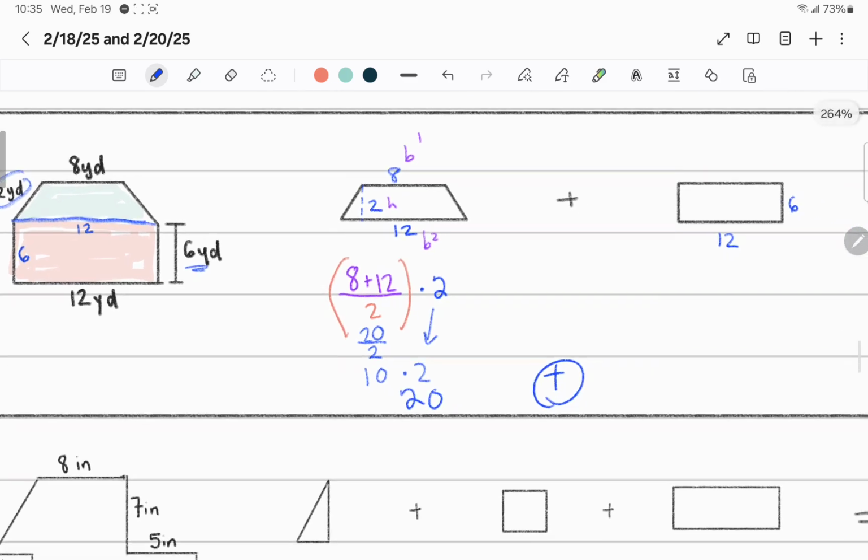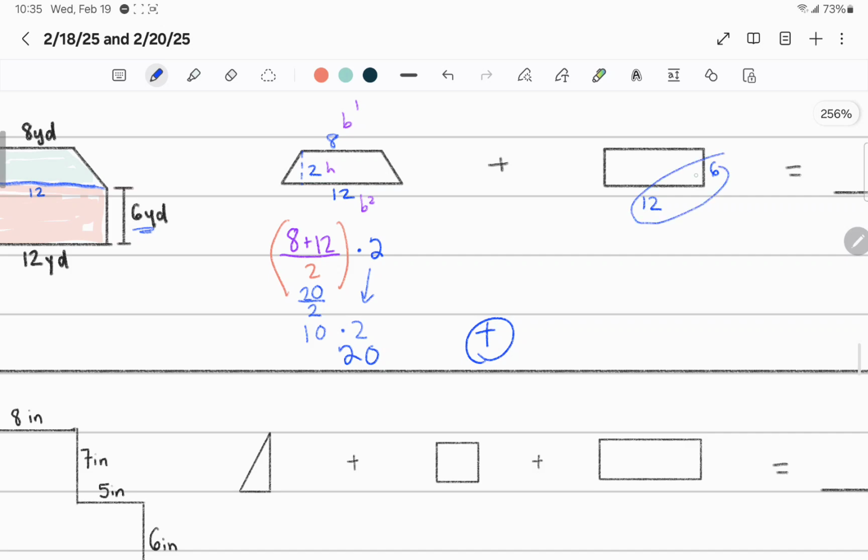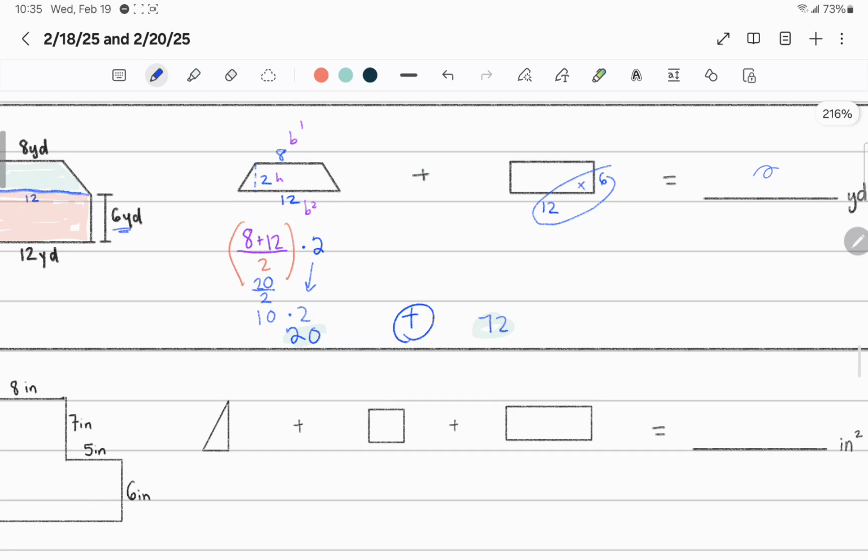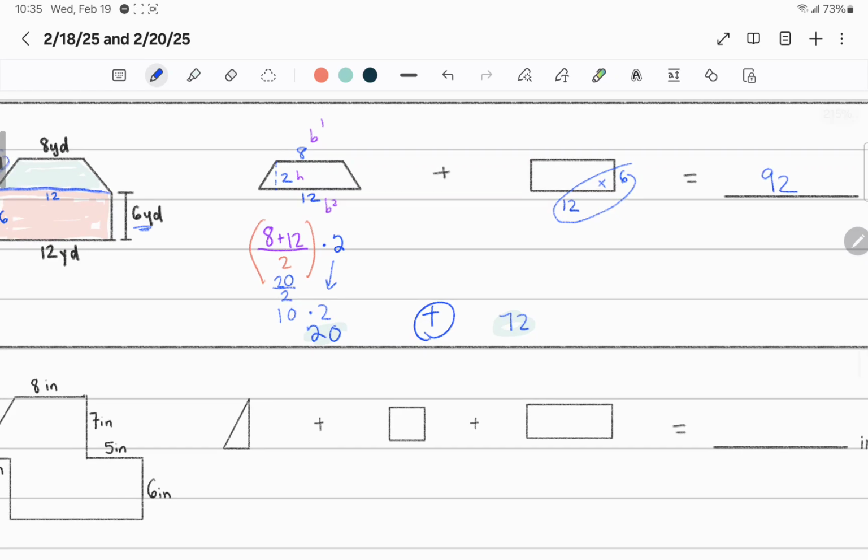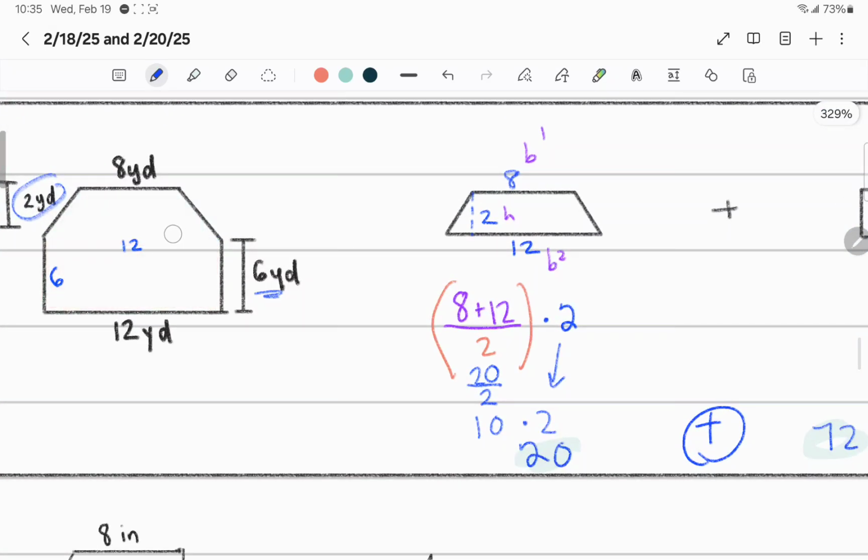Plus, we do 8 times 12, that is 72. And then we want to add these 2 numbers, and that would be 92.